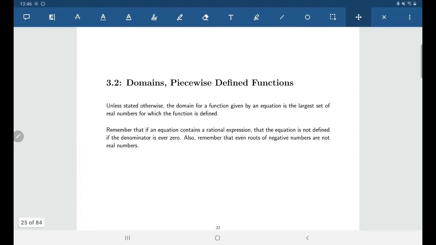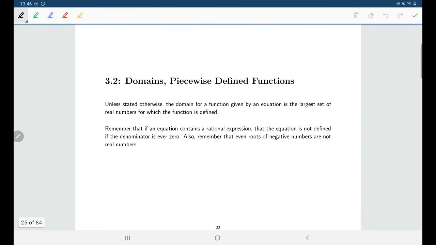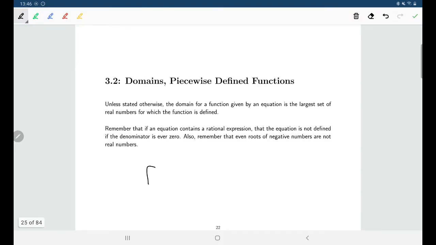Welcome back. In this lecture, we'll be talking about domains of functions, and we'll also be talking about piecewise defined functions. If you're remembering back to 3.1, I said that you could define a function first by describing what is the domain and what is the codomain.